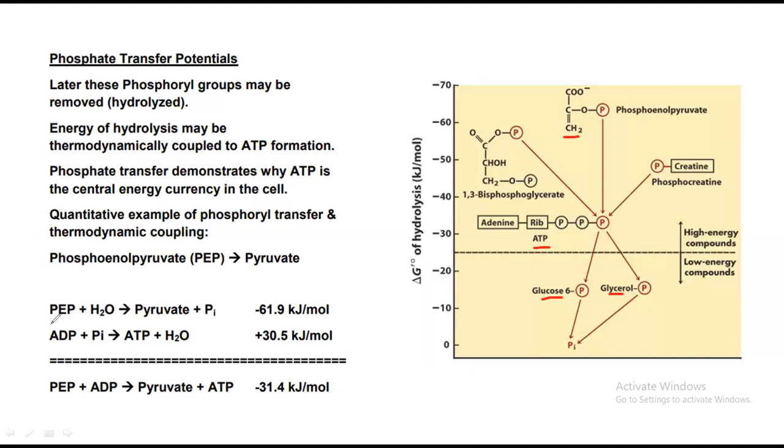Just look here. Phosphoenol pyruvate is first hydrolyzed, so it gives 60 kilojoules per mole of energy, and this minus means that it is exergonic. Half of the energy is used in synthesizing ATP. After that, this phosphate is accepted by the ADP. This is minus 60, so minus 30 is used in the synthesis of ATP.